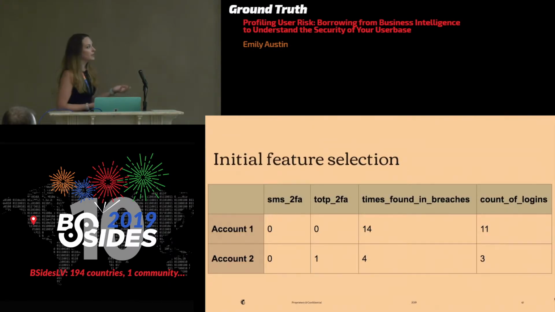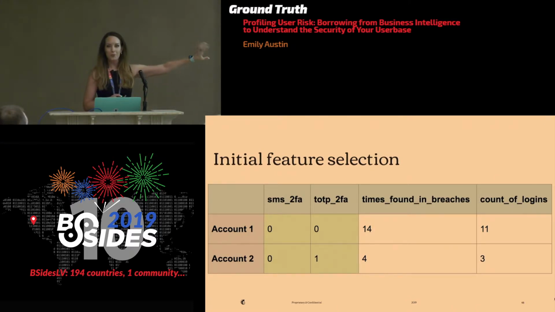So this is what my data looks like. This is a simplified version, of course, but you can see that I have two-factor status represented, and then the two other features we talked about earlier, times found in breaches, and the number of logins. You can see how these accounts differ. One thing I want to point out is that the two-factor presence or absence is a categorical variable. I've encoded it numerically because I want it to work with a model that takes numbers, but these are categories, so keep that in mind.